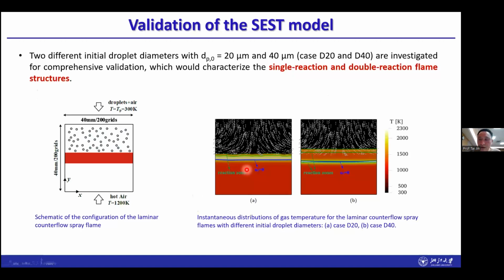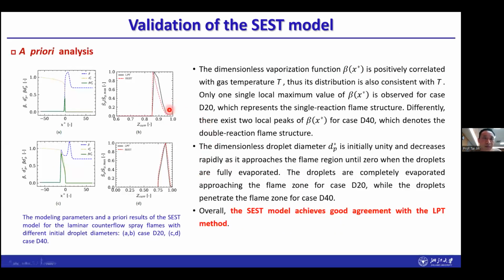So let's first check this model. We take two DNS of spray flame. One has a droplet diameter of 20 micrometers, and the other one 40 micrometers. For these two cases, in the first case the droplets will evaporate totally before the reaction, and the other case will have two reaction zones, which means that the interaction between droplet and flame is strong. So we take these DNS results to test the SCST model.